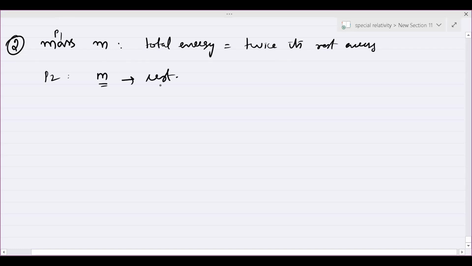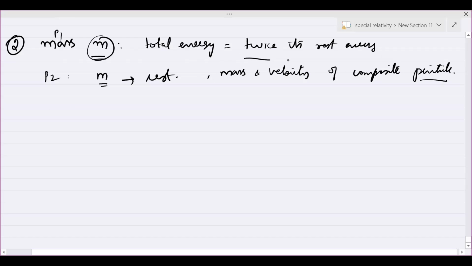If they stick together, what's the mass of the resulting composite particle? What's its velocity? So the question is: the mass and velocity of the composite particle. This is not very difficult. We'll see how to do it, and one way to do this. Here you get this information: the mass is m and the total energy is twice its rest energy.